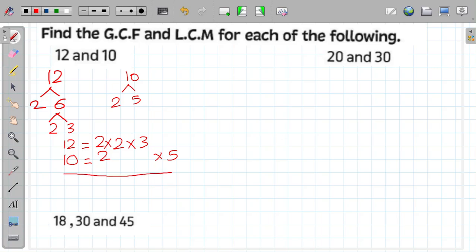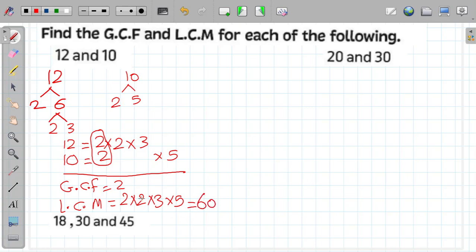Okay, so the greatest common factor here will be just 2 because it's the only common factor between the two numbers, and the least common multiple will be... I have 4 prime factors: 2 by 2 by 3 by 5. 2 by 2 equals 4, and 3 by 5 equals 15. So 4 times 15 equals 60. So the least common multiple is 60.